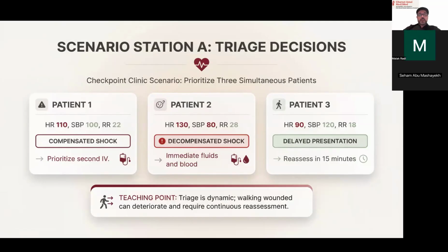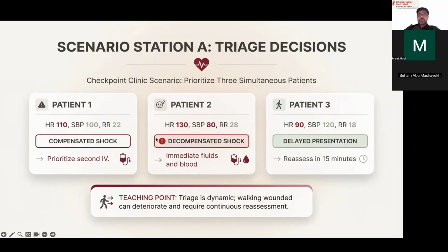If you have the high heart rate and the blood pressure is low, that means this is much, much, much more urgent because they are losing their compensation. Their body cannot hold it together anymore. It's a decompensated shock. You need to prioritize the fluids and see if you need to give them blood.